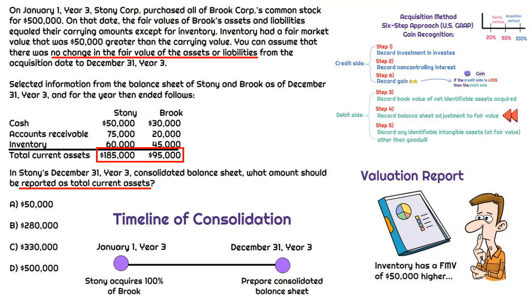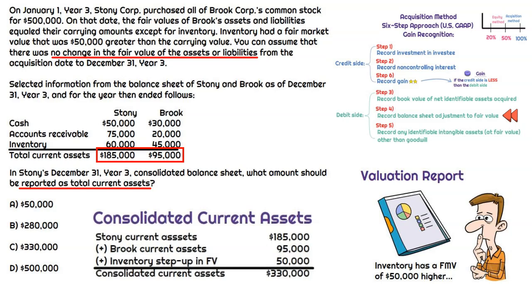All we need to do is take Stony's current assets of $185,000 plus Brook's current assets of $95,000. But there's one little thing we can't forget, and that's that the inventory for Brook is at the historical book value and not the fair value. Remember, the fair value was $50,000 higher. So what we need to do is actually increase the inventory for Brook by $50,000. And when we do that, we get all the way up to total current assets in the consolidated balance sheet of $330,000. So that's going to be the correct answer.